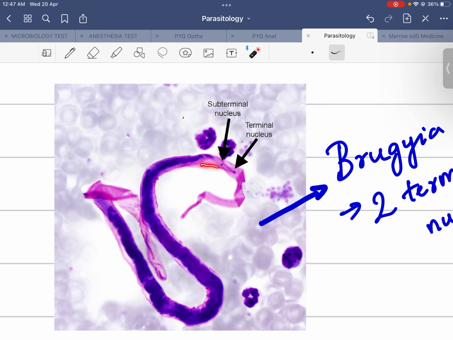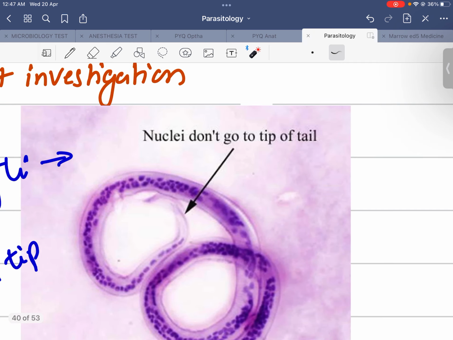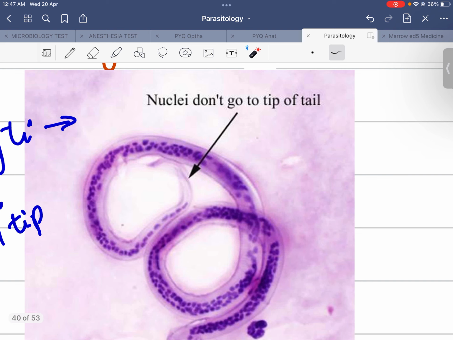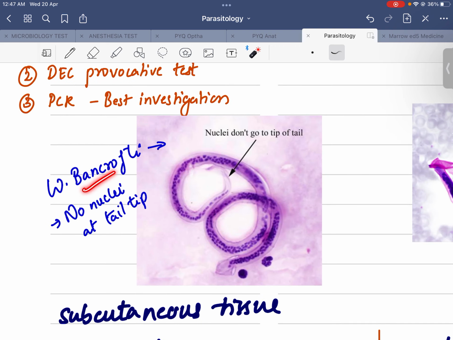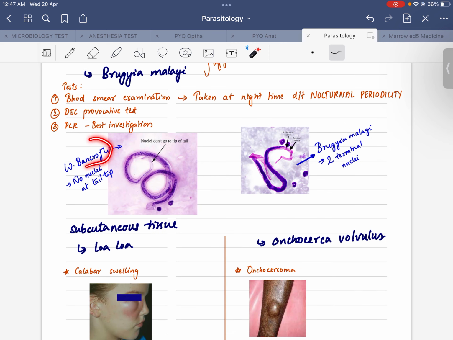Remember, don't confuse that with the sheath. This is the sheath of the larva. The sheath is not the tail tip. This is the tail tip. So at the tail tip you can see two nuclei. So this is Brugia malayi, but here if you compare this, this is the tail tip. If you look closely, at the tail tip I don't see any nuclei. So this is bancrofti. You can remember it like bancrofti is bankrupt. It doesn't have any money, it doesn't have any nuclei at the tail tip.